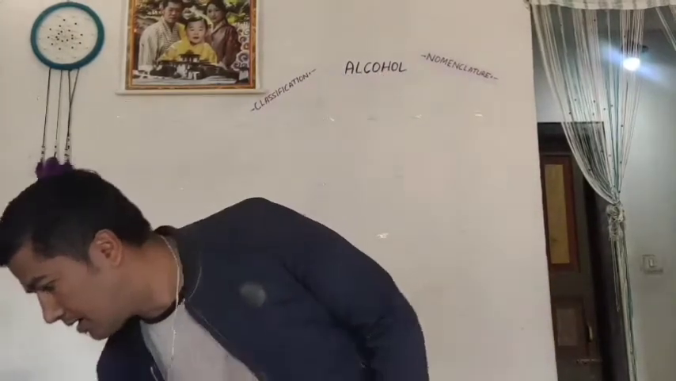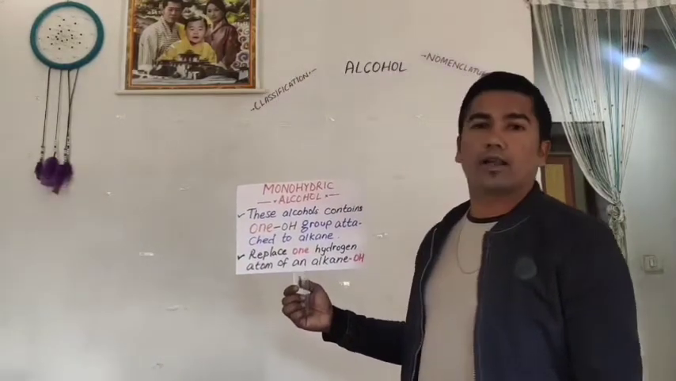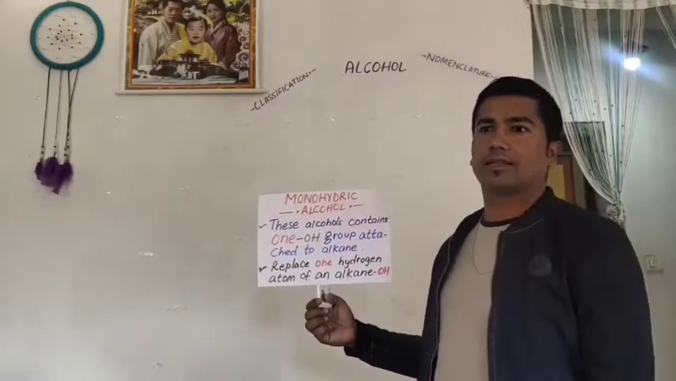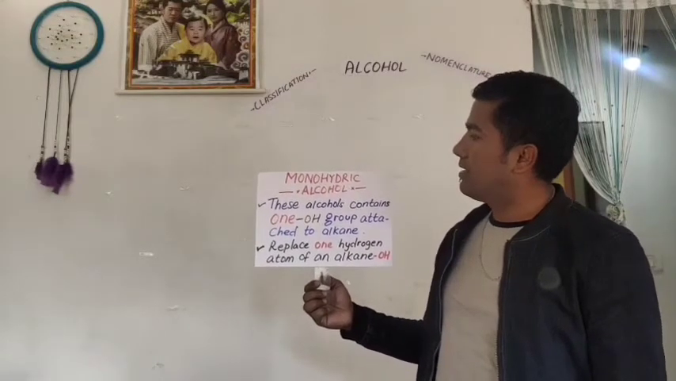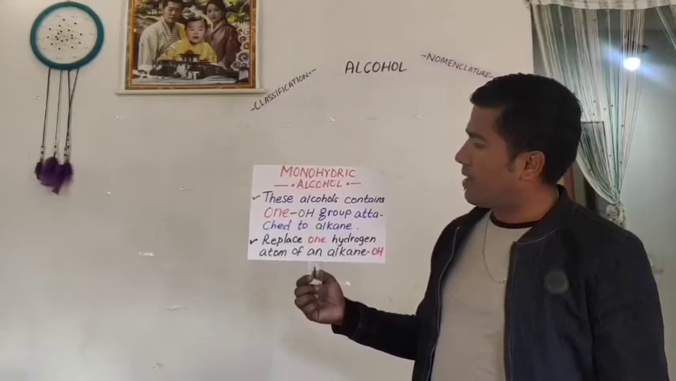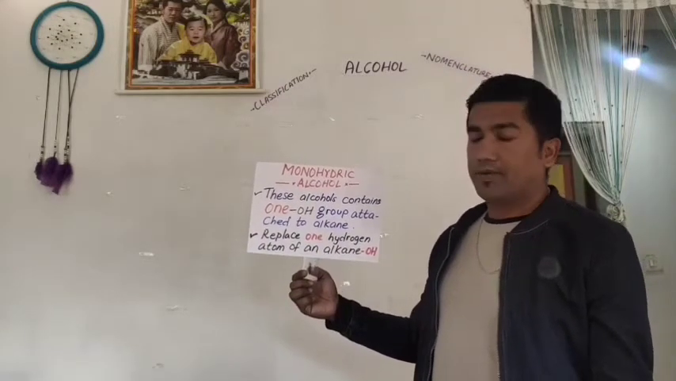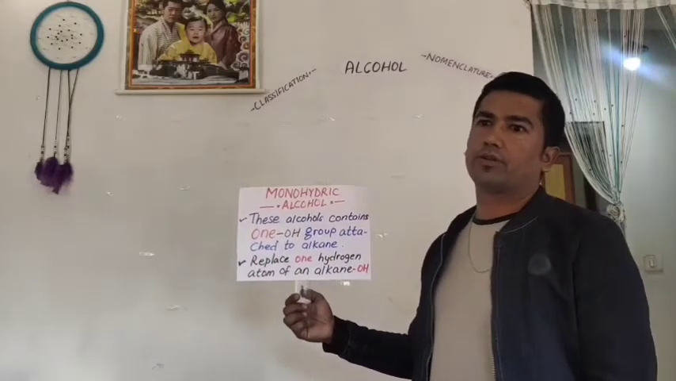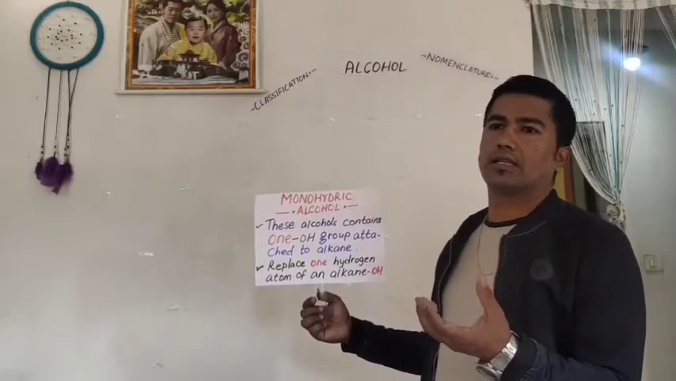So under classification of alcohol, alcohol is basically classified under three categories. First one, we call it monohydrate alcohol. These alcohols contain one OH group attached to an alkane. Monohydrate alcohol will always have one OH group, because we know that alcohol is an alkane where one hydrogen is removed.